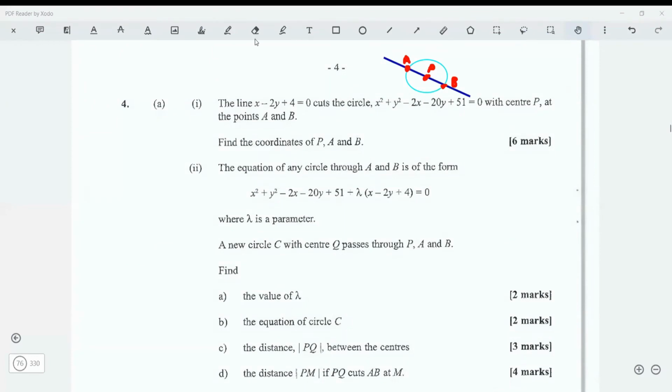To find the center P, I didn't tell you this easy way, Marika, but I'm going to tell you an easy way now to find the center of a circle. Remember, I always tell you to complete the square.